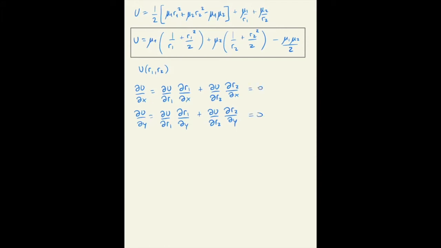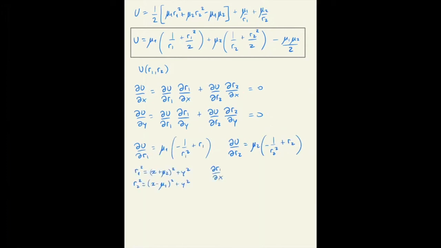So let's take the derivative of u with respect to r1. The only term containing r1 is the first term, which gives you mu1 multiplied by minus 1 over r1 squared plus r1. Similarly, the derivative of u with respect to r2 is mu2 times minus 1 over r2 squared plus r2. We also have the equations for r1 and r2.